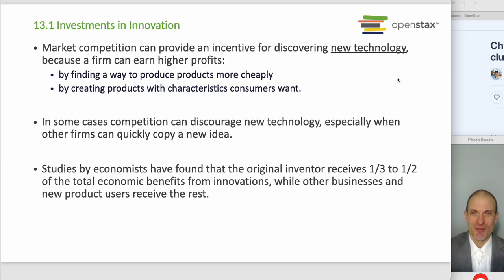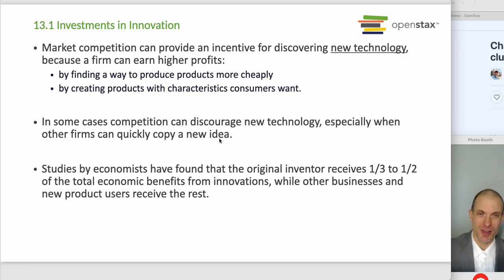Market competition can provide an incentive for discovering new technology because a firm can earn higher profits by finding a way to produce products more cheaply and by creating products with characteristics customers want. Right? So there's rewards to innovation, but innovation is costly. Research and development is costly. In some cases, competition can discourage new technology, especially when other firms can quickly copy an idea, right? Because R&D is really costly.